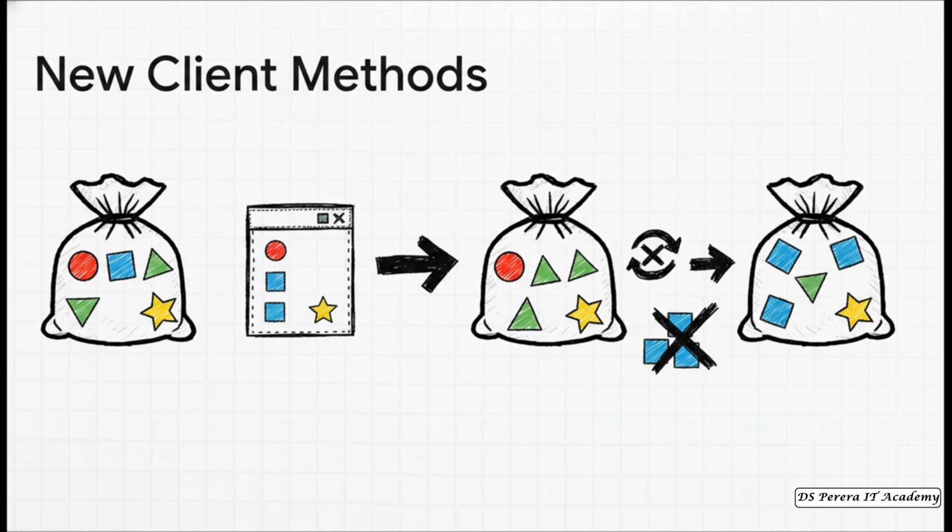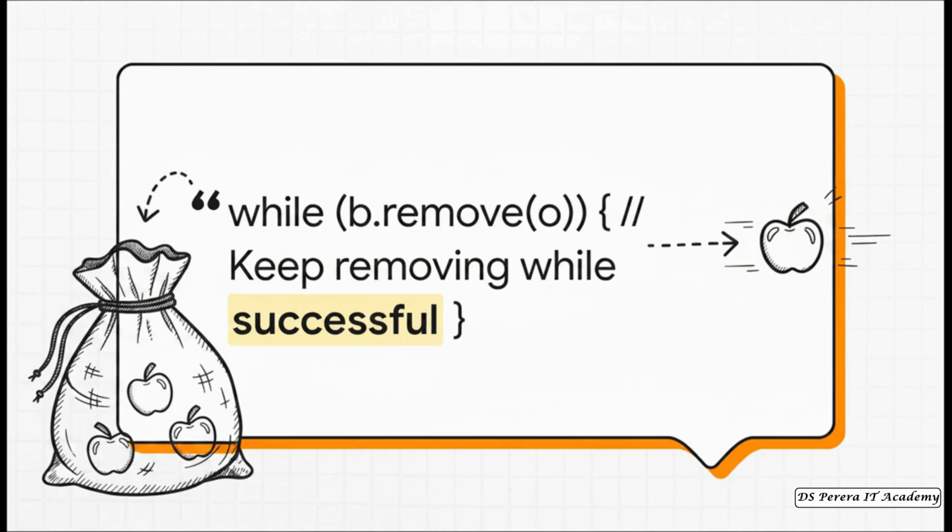The second, removeAll, will give us a new capability, the ability to remove every single instance of a particular object from the bag. This removeAll method is just a beautiful example of building new functionality on top of existing code. It's all about code reusability. It cleverly uses the remove method that we already built, but it puts it inside a while loop.